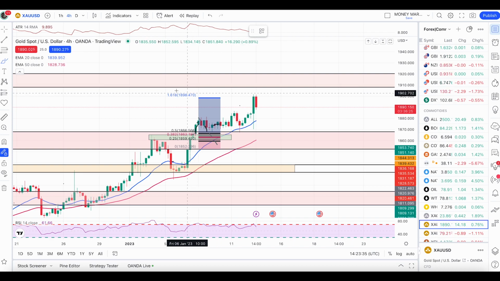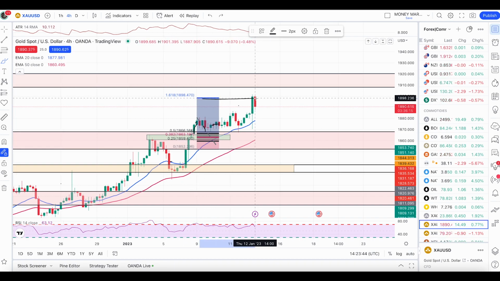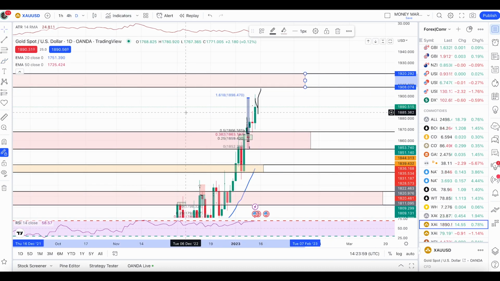Let's check gold. Gold is bullish and still pushing up. As mentioned yesterday, we have a hit of my 1618 retracement. This is also one of the strategies, but do not worry about that. Price did hit the 1618 retracement and is pulling back down. So we are still looking for bullish entries. Price can still pull back and still push up until price hits 1808, goes up to 1820.